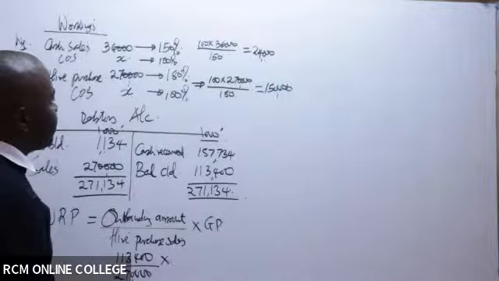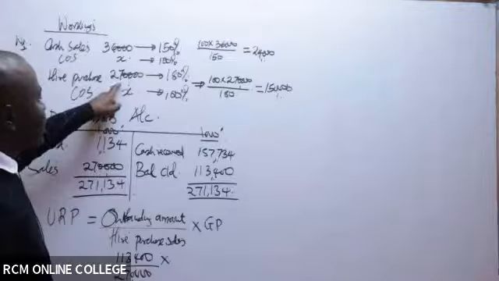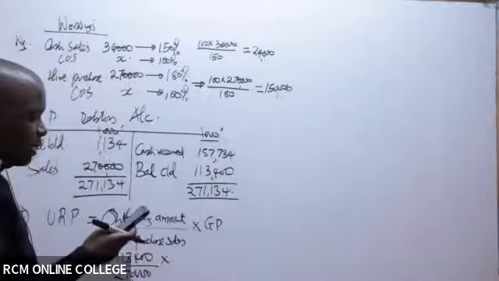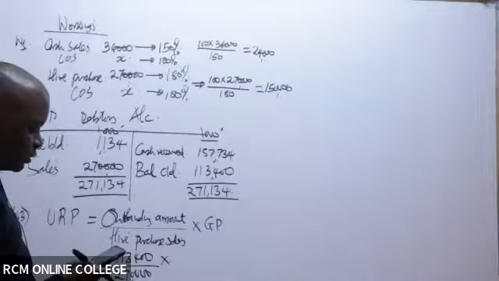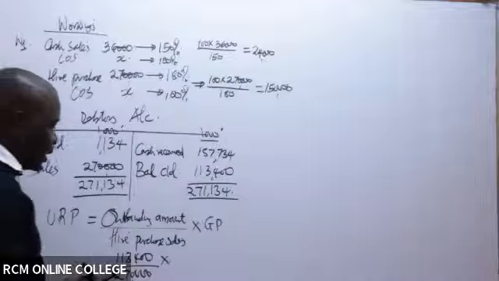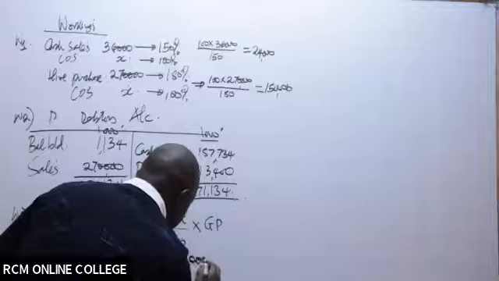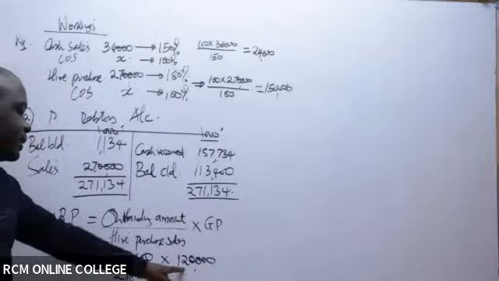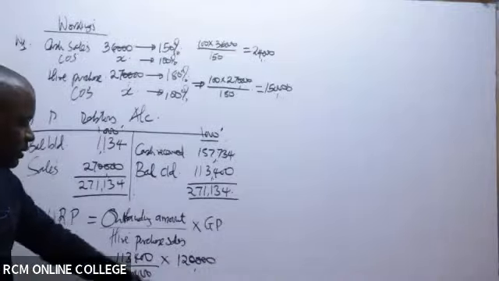The gross profit, we've already been able to say, you know the formula. You normally take the sales, you minus the cost of sales. So it means that in this case, our gross profit here will likely be an amount of 120,000 on the higher purchase sales. That is the gross profit on the higher purchase sales.